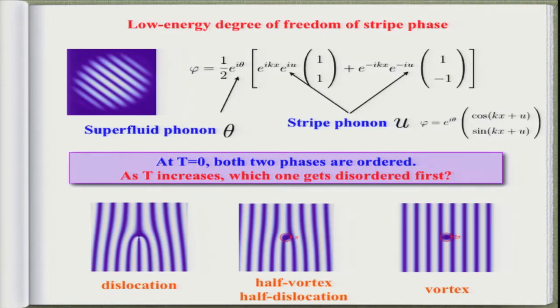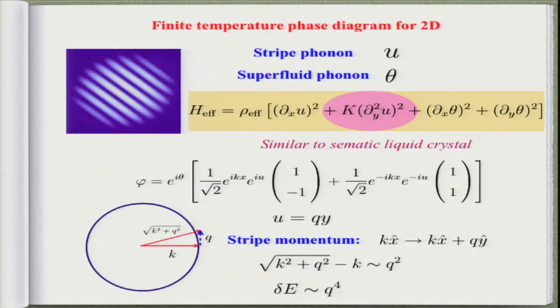And also, there are three different types of topological defects corresponding to each of them. Now, I will not go into the details, but just tell the results. If we work out the low energy theory for this kind of superfluid, the theta part is still a conventional XY model, but the U part, which is the relative phase, will have a different kind of behavior.